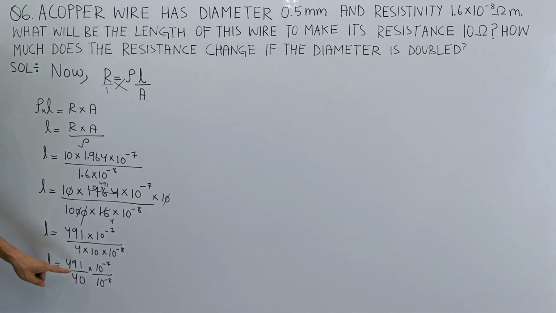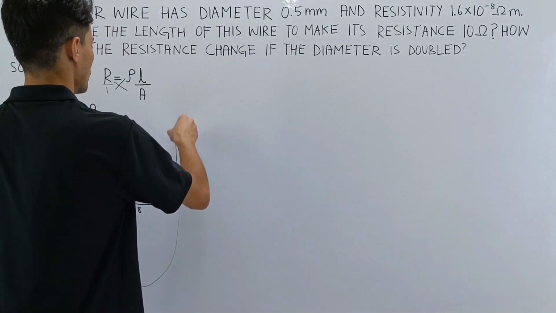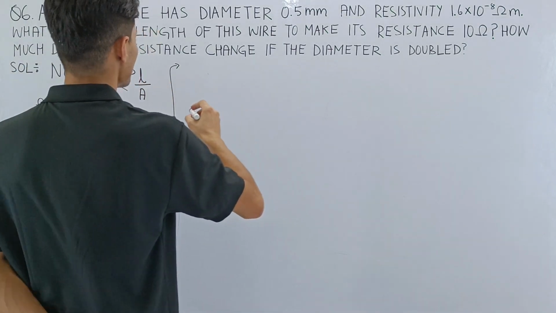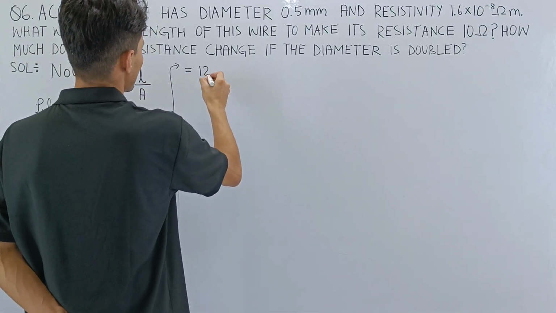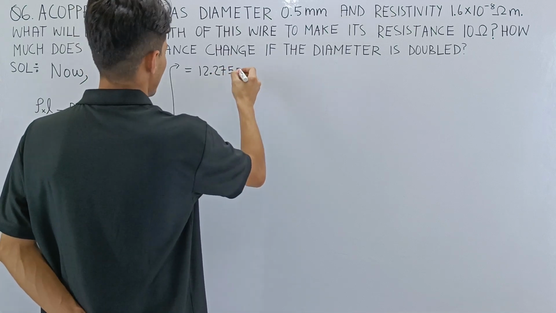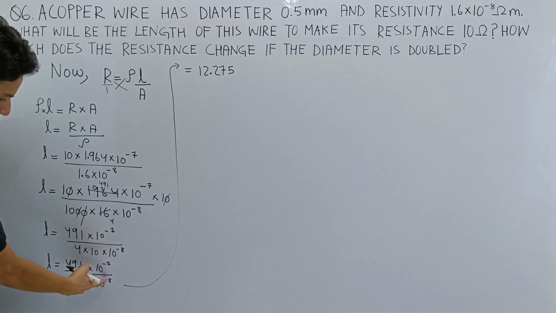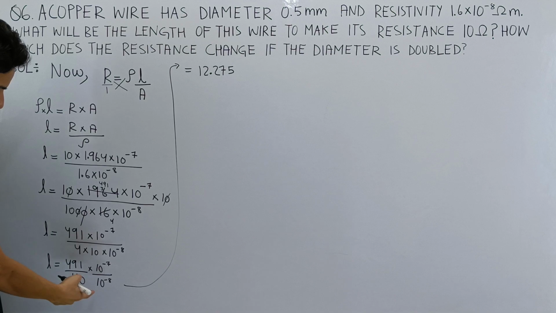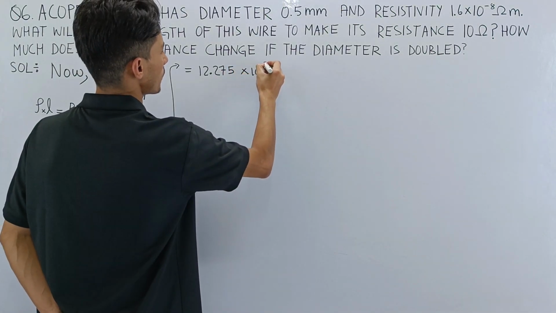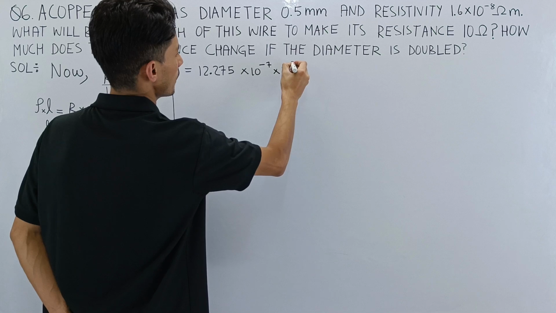So let's divide 491 by 40. If you divide 491 by 40, what you'll get? You'll get 12.275, and then 10 to the power minus 8 and 10 to the power minus 7. So let's bring this up. So this will be 10 to the power minus 7 into 10 to the power 8.